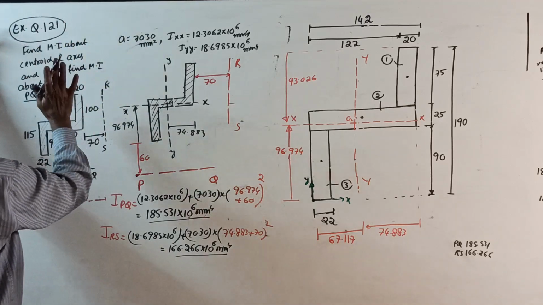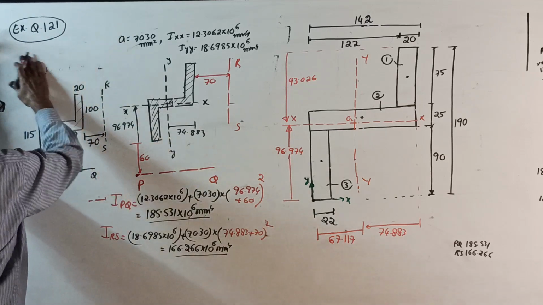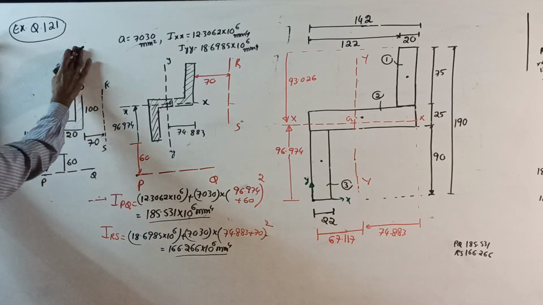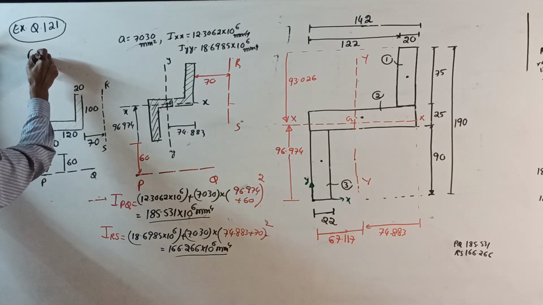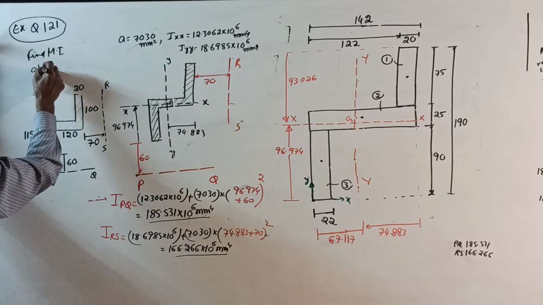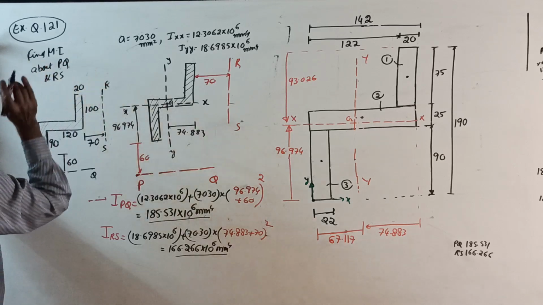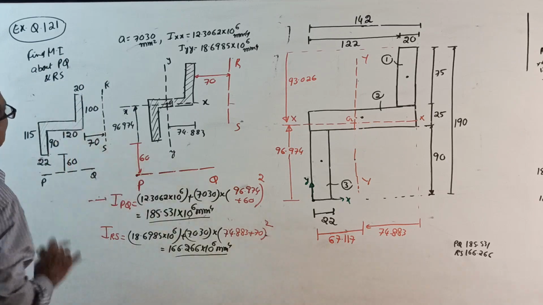121. Once again, same question. Now the question is: find moment of inertia about PQ and RS. Important. Okay, mark here. Same question.